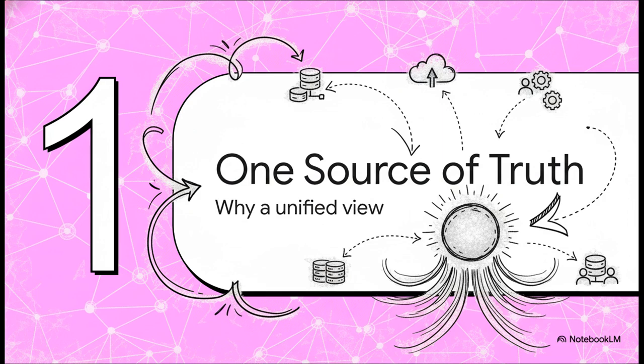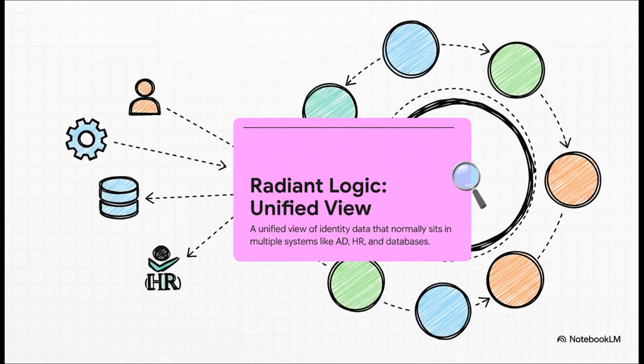Section 1, one source of truth, and really digging into why this unified view changes pretty much everything. So what is Radiant Logic, really? The best way to think about it is like a universal translator for all your identity systems. It takes all those separate, messy sources we talked about and presents them to you as one single, clean, consistent directory. It's the engine that makes that unified view possible.